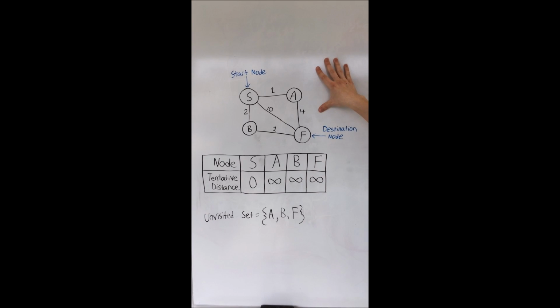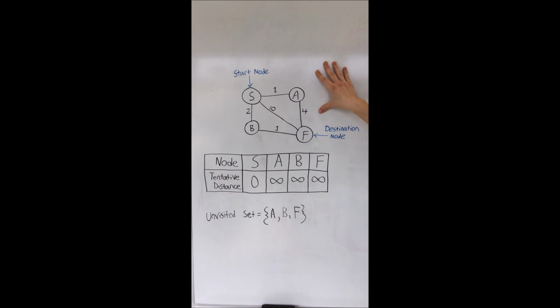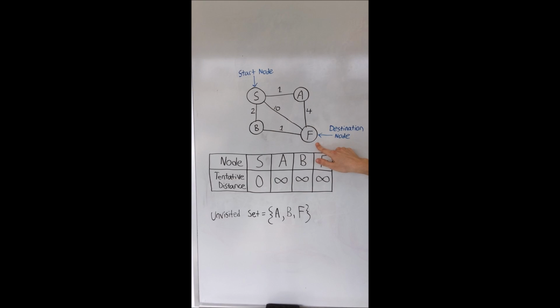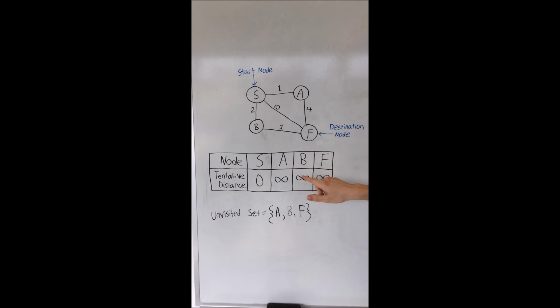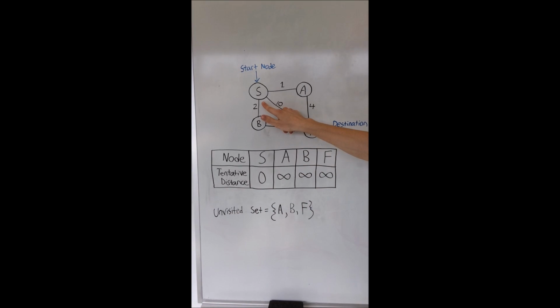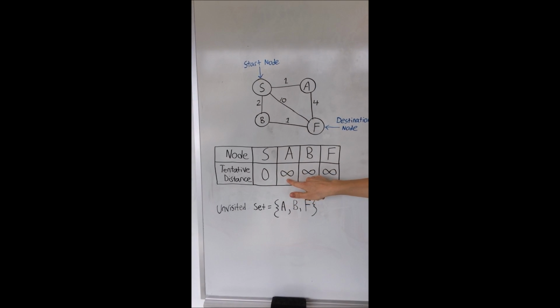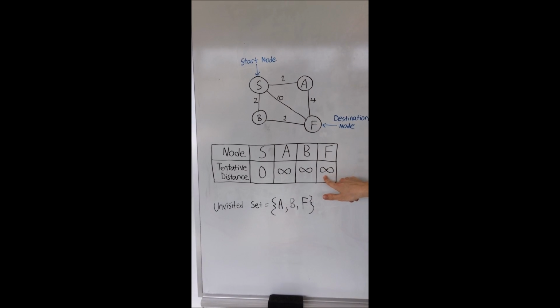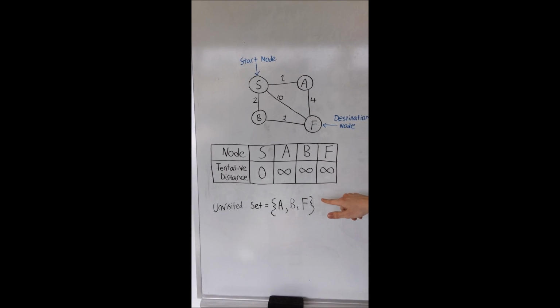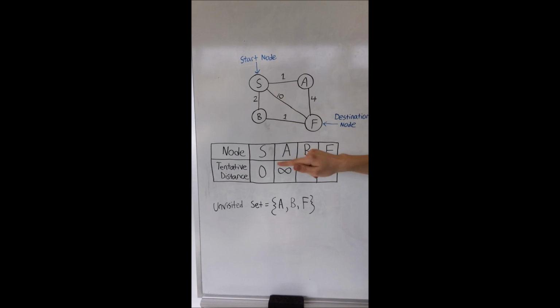We will use this example to demonstrate Dijkstra's shortest path algorithm. In this example, S will be the start node and F will be the destination node. We begin with initializing every node with a tentative distance value. The start node is initialized to 0, while all other nodes are given a value of infinity. Also, we have an unvisited set of nodes, which includes all nodes other than the start node S.